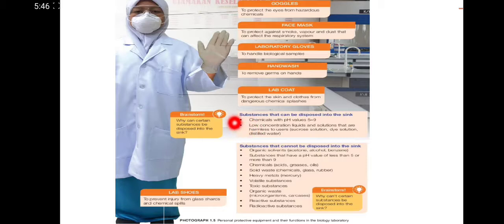So you should know also the substances that can be disposed into the sink and that cannot be disposed into the sink. Biasanya pH value sangat penting. Very acidic, tidak boleh dispose into the sink. Also the concentration: low concentration can be disposed to the sink, and pH 5 to 9 can be disposed to the sink. But other than that, organic solvent, pH value less than 5 or more than 9, acid, greases, oil, heavy metals, volatile substances, toxic substances, radioactive substances, semua itu we cannot dispose directly into the sink.